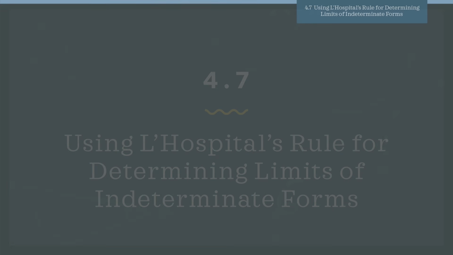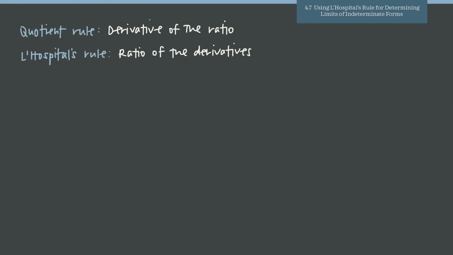.7 is about using L'Hopital's rule to find the limits of indeterminate forms. And you're going to get multiple L'Hopital's rule problems on the AP test, so we really want to make sure that we know how to do this.